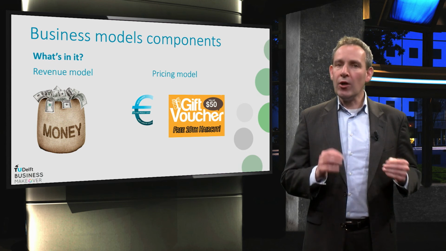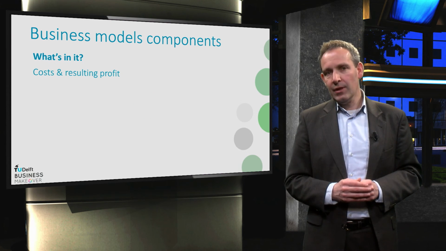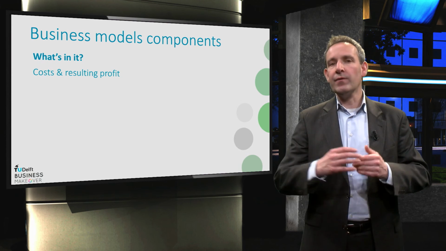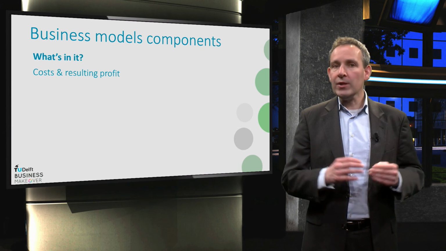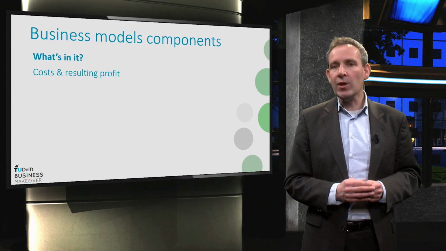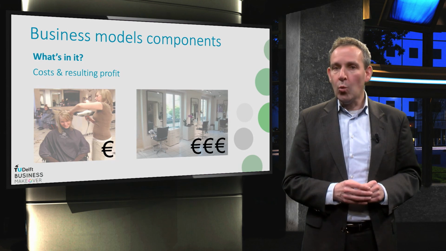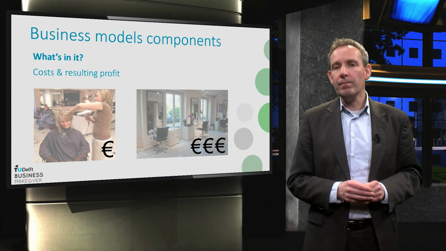But it is also about costs and resulting profits. The hairdresser has to pay for its resources like personnel and the rent for the salon. The bottom line, of course, is whether enough revenues are made to cover all the costs. We get back to what's in it in the third block.